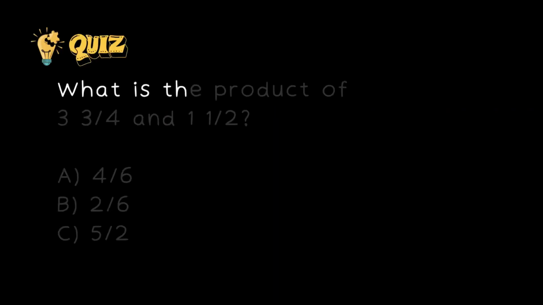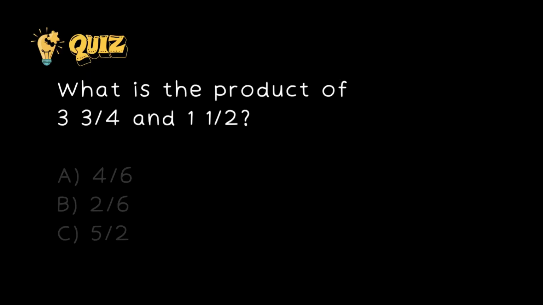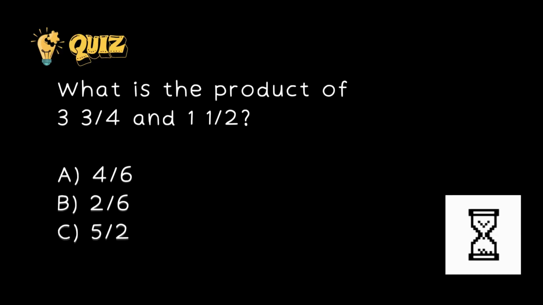Here's the question. What is the quotient of 3 and 3/4 divided by 1 and 1/2? A. 4 over 6. B. 2 over 6. Or C. 5 over 2. What is your answer? Think it through and I'll reveal the correct choice. Feel free to pause this video and think for your solution.